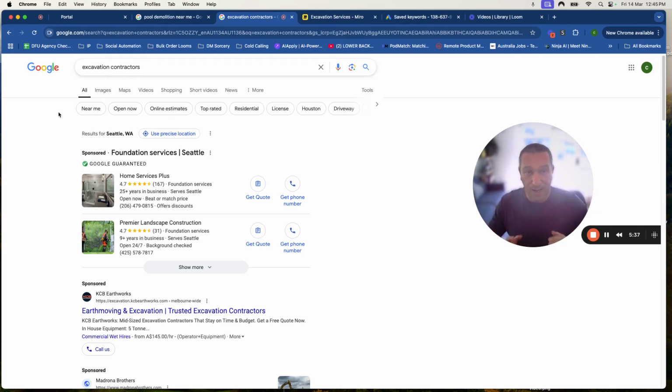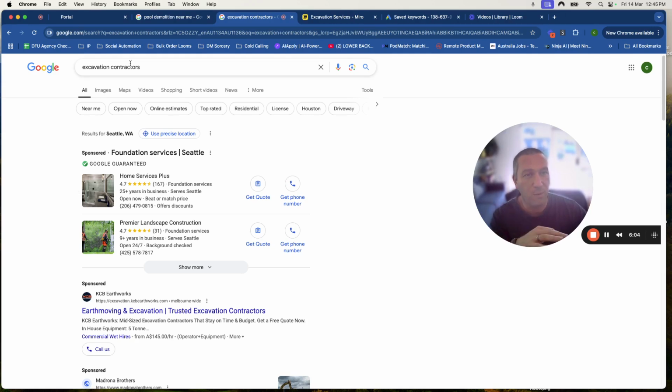Going after a term like excavation contractors is really broad. It can mean lots of things. An excavation contractor can do any number of things. So this would be a terrible option to go after if you had a limited budget, because someone that searches this might be looking for someone to do pool work, maybe looking for someone to do land clearing, maybe you do land clearing and you don't do house pads, those sorts of things. Anyone typing in excavation contractor might be after any one of those things.